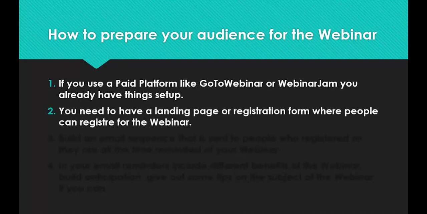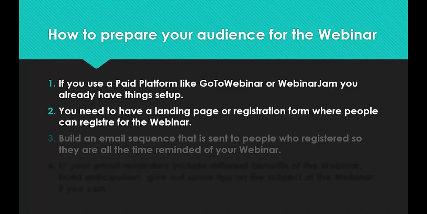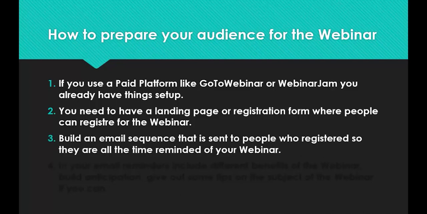Now, the second thing is if you do not have a paid platform, and we will talk in this course and in this series about how to create your own free webinar page, so you won't use a paid platform like GoToWebinar or WebinarJam. If this happens, you need to have a landing page or a registration form, where people can register for the webinar. After that, you need to have built an email sequence that is sent to people who registered, so they are reminded of your webinar all the time.